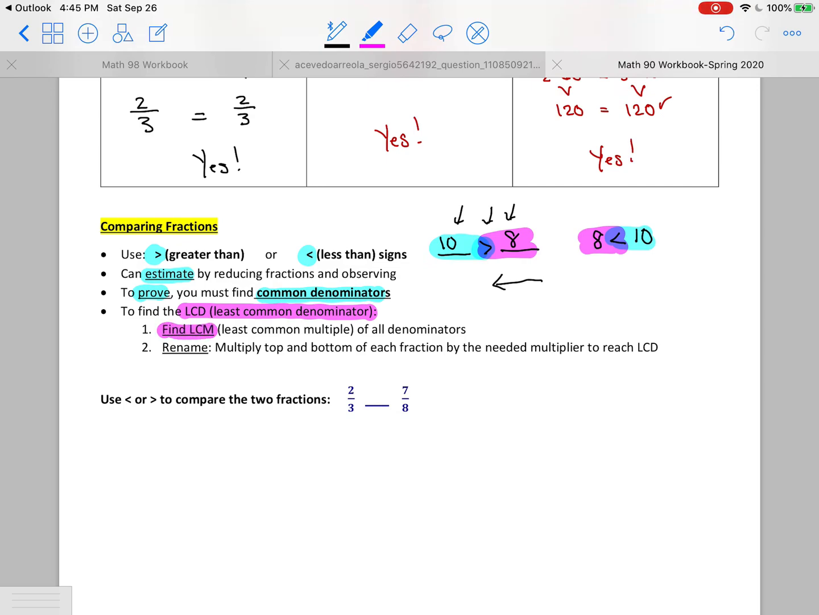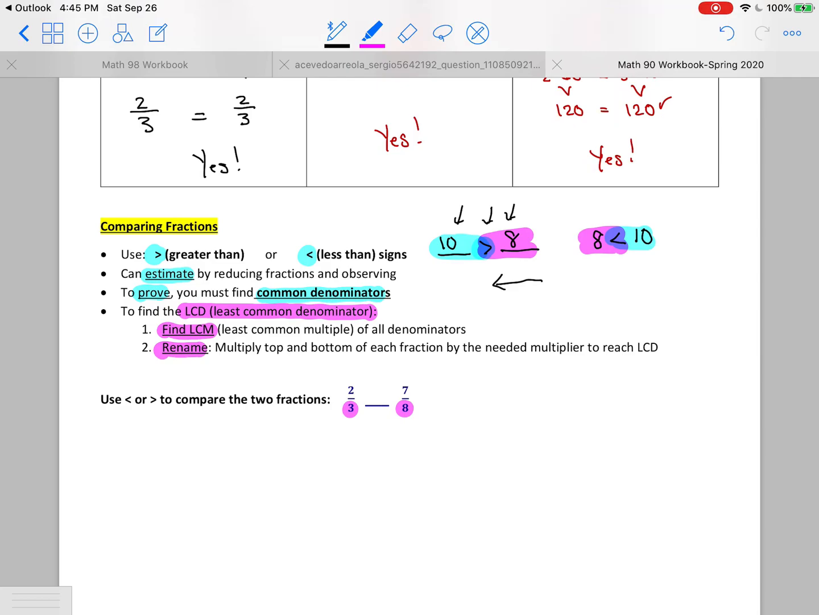Okay, and in order to do that, the first step is to find the least common multiple of all the numbers. Then rename those fractions using that common multiple, so that they both have the same number in their denominator. Let's take a look at our example here. We've got a 3 in the denominator and an 8. We've got 2/3, and we're trying to figure out whether 2/3 is greater than or less than 7/8.